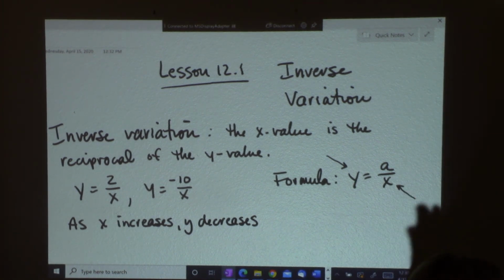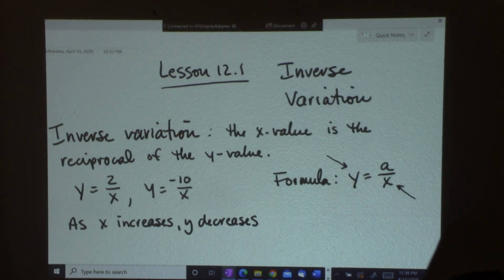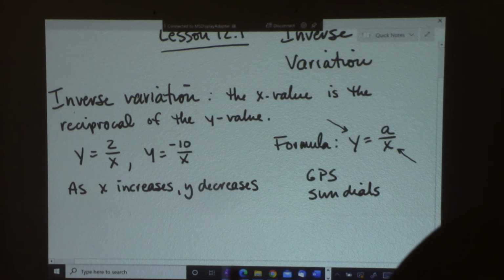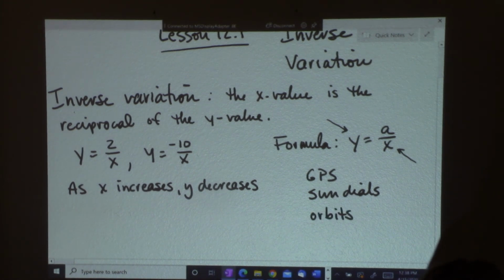Now you might be wondering, why am I learning this? Well, I looked it up because I thought, my goodness, we're going to do all this hard work about inverse variation. Are there any practical applications in the world? And there are. This is used in GPS. It's used in sundials. It is used to show the path of orbiting bodies. So if you want to know the path of a planet or a star or a comet, what its orbit is, you use the inverse function.